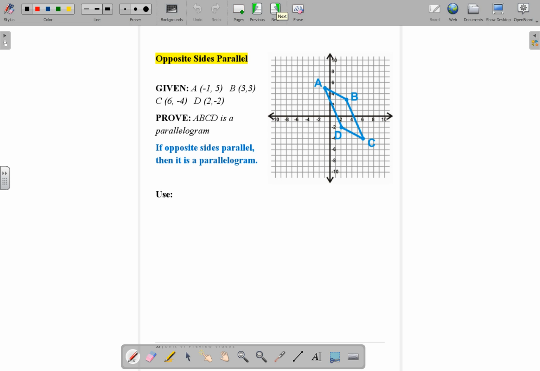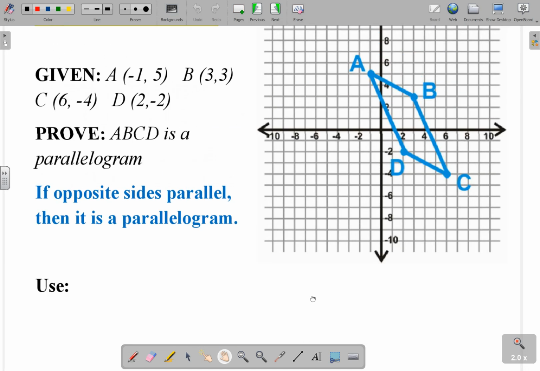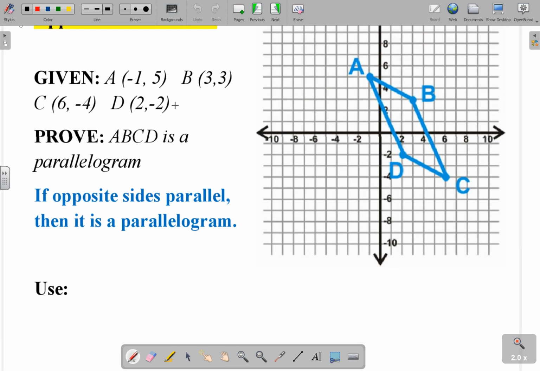So we're going to be going through how to prove something. We are given these coordinates. Right here, let's label our coordinates. A is at -1, 5. Always label your coordinates. So we're told it's a quadrilateral. We're going to be asked to show that it is a parallelogram.